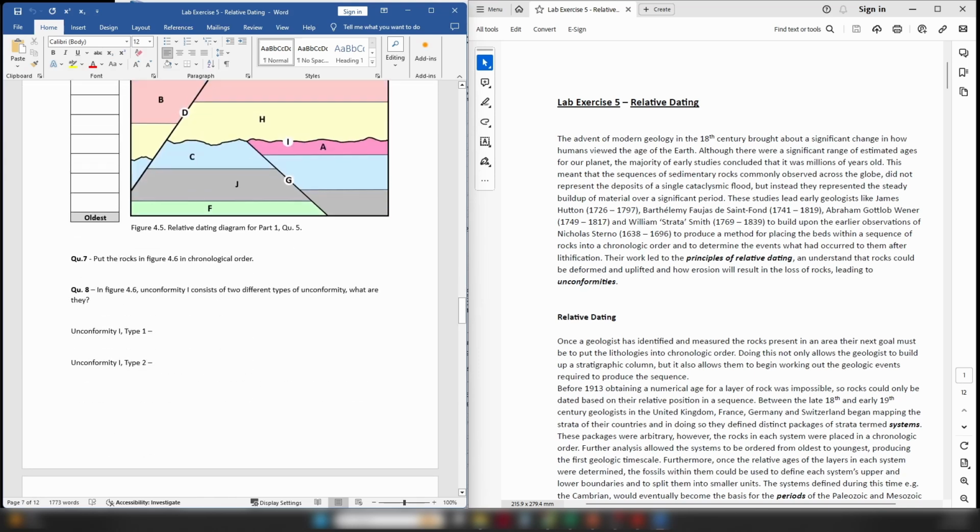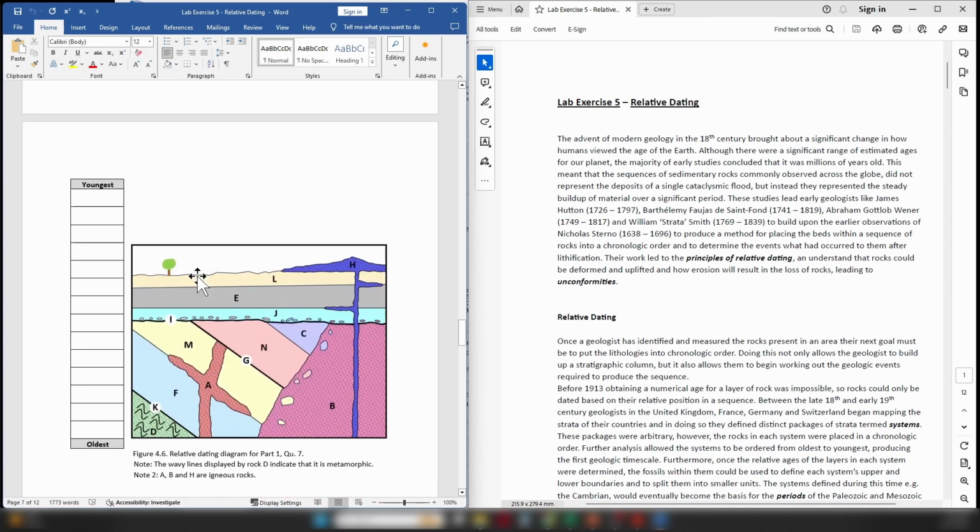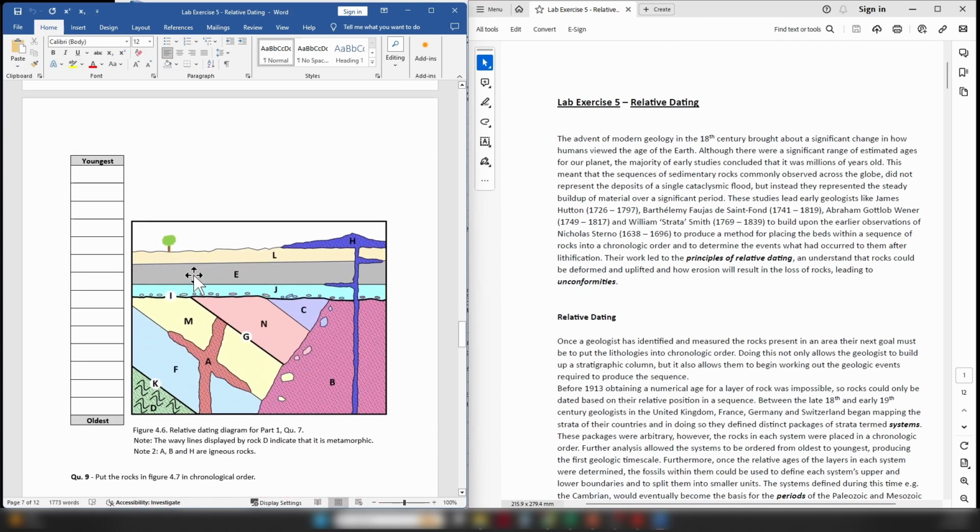All right. So question 7 is dealing with figure 4.6. And if we drop down here is figure 4.6. And you can quite clearly see that there is a lot of stuff going on here. This is a very interesting diagram. So first of all, you can see that we have several layers of rock here. So we've got D, F, M, N, and C.